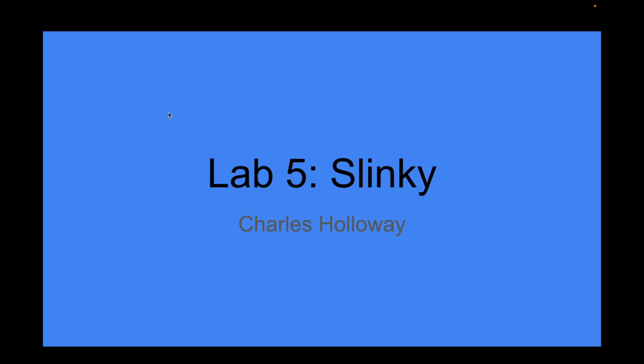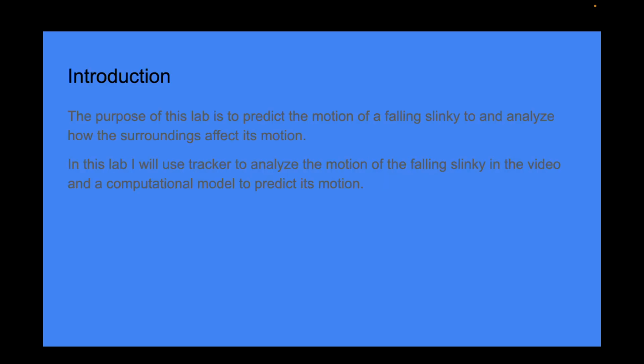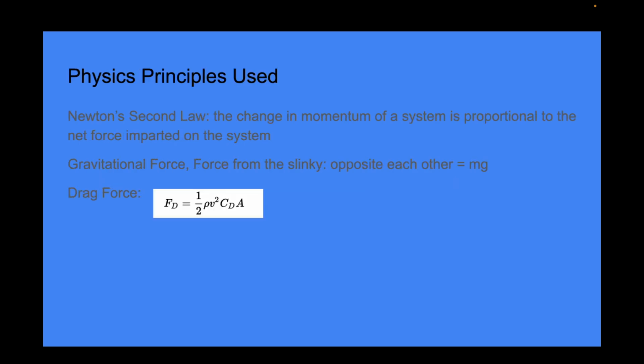Okay, lab 5, Slinky. The purpose of this lab is to predict the motion of a falling Slinky and to analyze how the surroundings affect its motion. In this lab, I will use Tracker to analyze the motion of the falling Slinky in the video and a computational model to predict its motion.